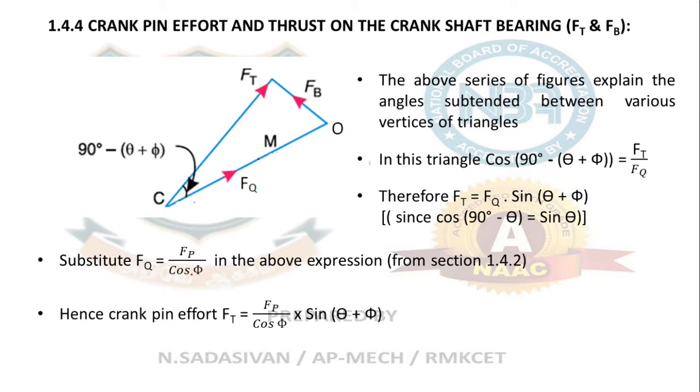What is Ft? Crank pin effort is nothing but Ft, which is propelling your crankshaft, the crank, to go around the 360 degrees. So Ft equals Fp by cos phi times sin theta plus phi. That is the end of this. Let's move on to do Fb, the other one. Thrust on the crankshaft bearings is Fb.